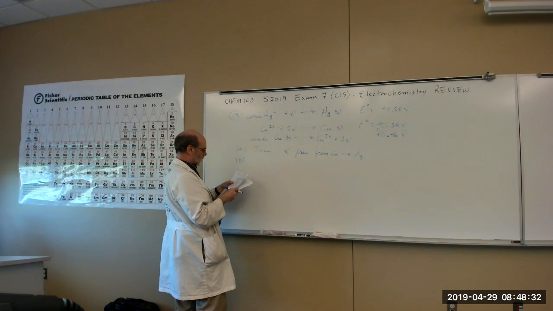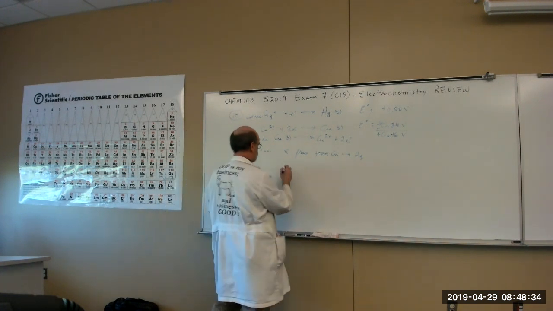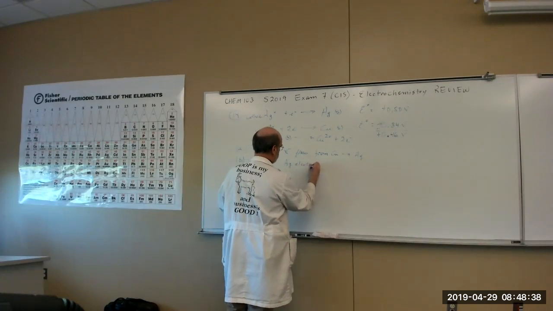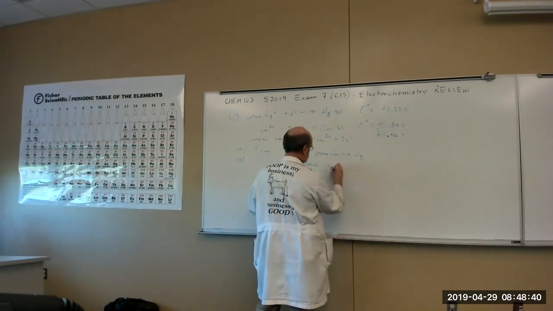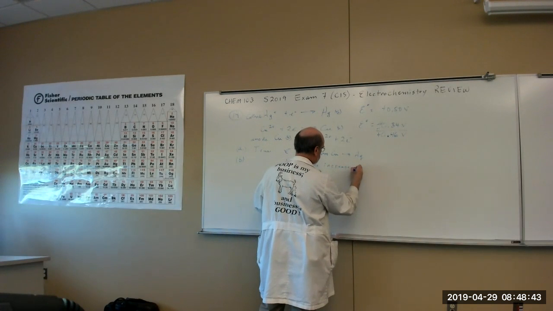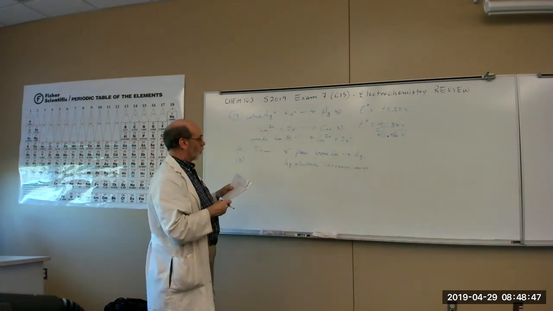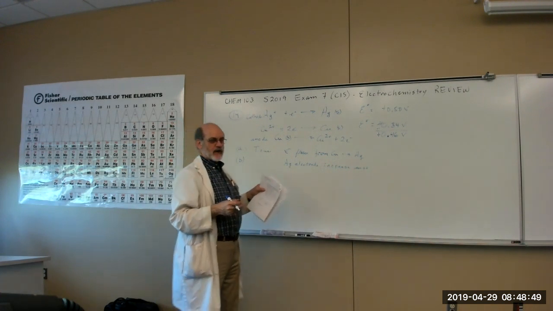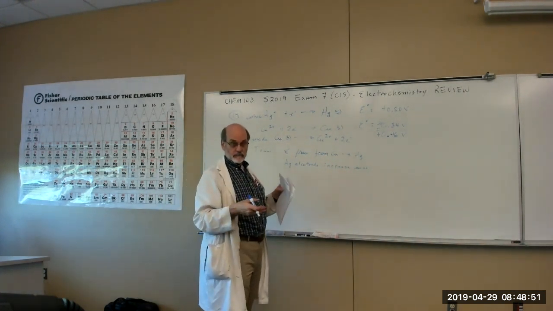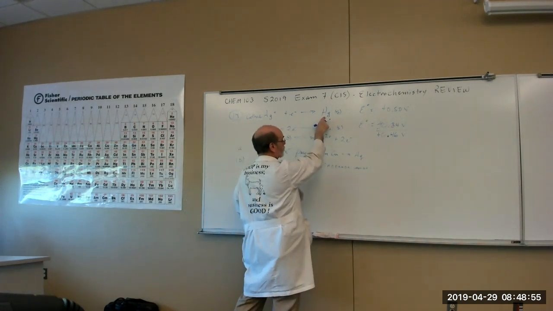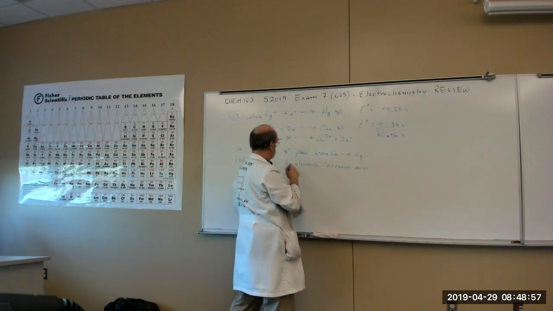The second one, silver electrode increases in mass. Silver electrode increase mass. Okay, is that true? In order to increase in mass, we have to add solid to the electrode, don't we? So that's what we're doing. We're making solid. We're making silver. So that one's true.